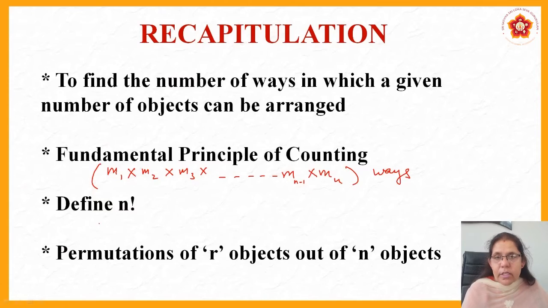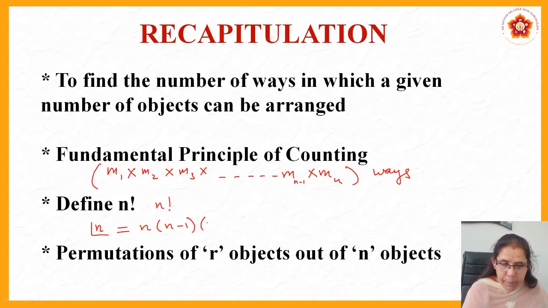Then we also learnt the meaning of factorial n. Factorial n is also written like this, or it is written in this way. So what is factorial n? Factorial n is n multiplied by n minus 1 multiplied by n minus 2, and so on up to 1. This is the meaning of factorial n.